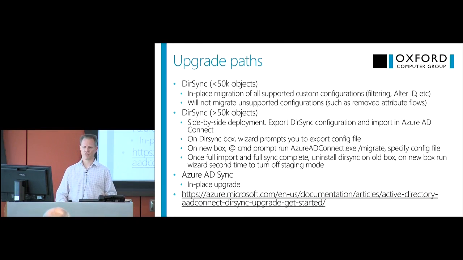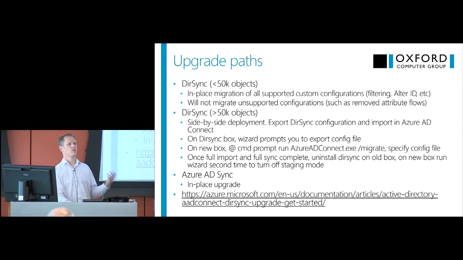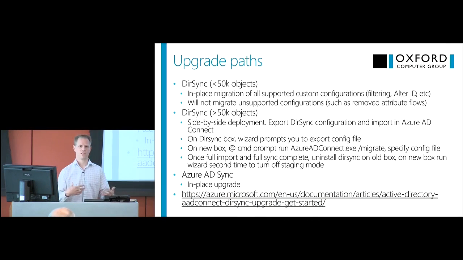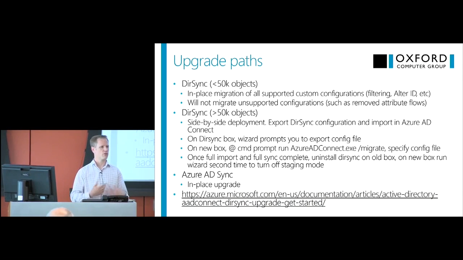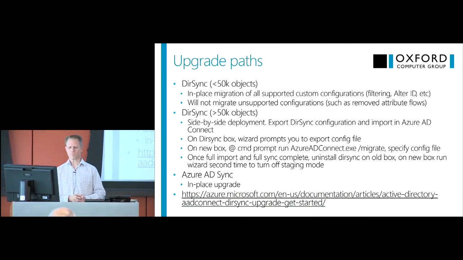If you've got more than 50,000, there's a side-by-side option. Effectively, you're deploying a secondary server. You're putting that server into staging mode. There's an export-import process. It's a little bit funky. You've got to close the wizard, run the export, run the import.